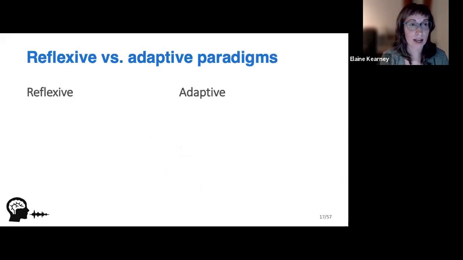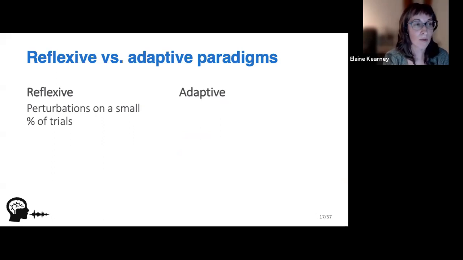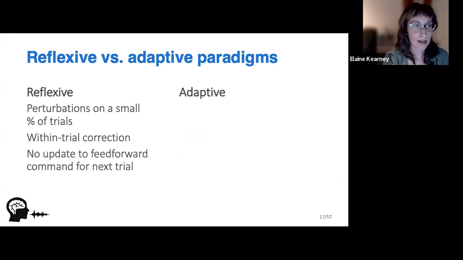An important classification in perturbation paradigms is whether studies examine reflexive responses or adaptive responses. On the reflexive side, the perturbations are presented on just a small percent of trials. This makes the perturbation unexpected, and the participants are not anticipating or learning how to adjust for the perturbation. On these trials, we see a within-trial correction, but because the perturbation is not sustained, we don't see any update to the feed-forward command for the next trial.